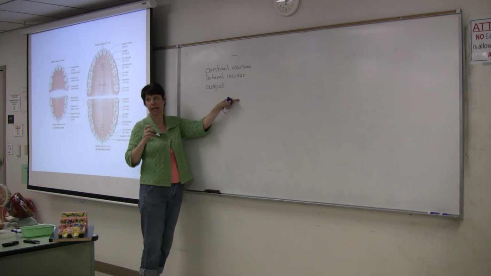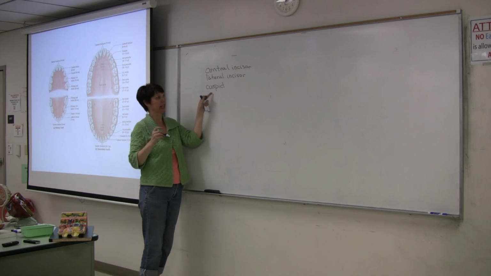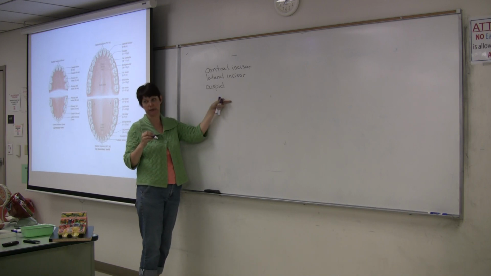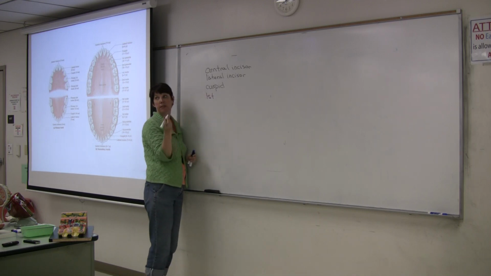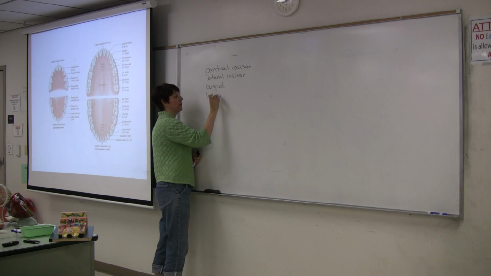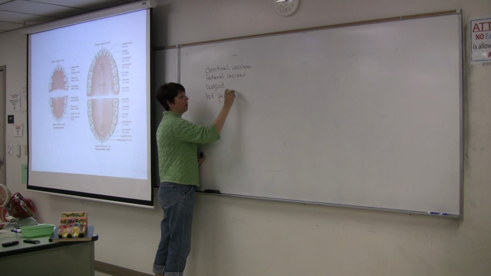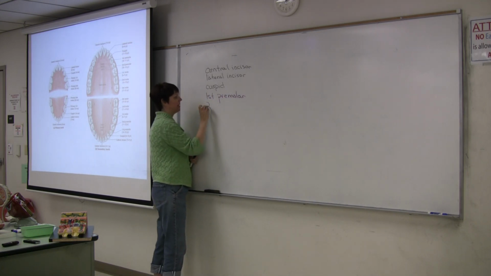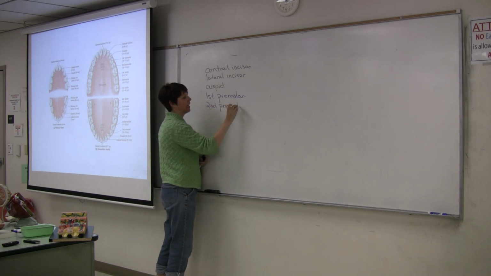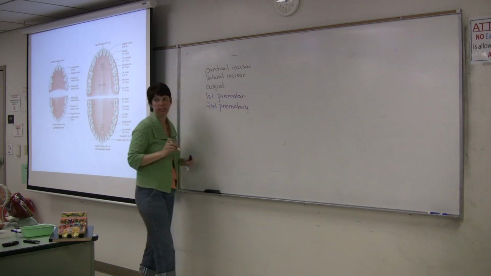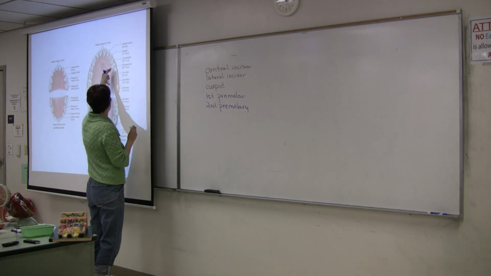Those are part of both primary and secondary. And as kids get older, these fall out and are replaced by the same type of tooth. But we also add the premolars. These are known as bicuspids, so either term is fine. So the first premolar and second premolar will be present in secondary or adult dentition, but not in the primary. And that's these teeth right here.